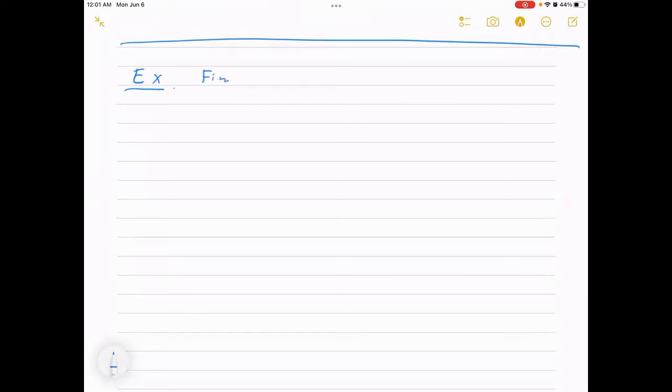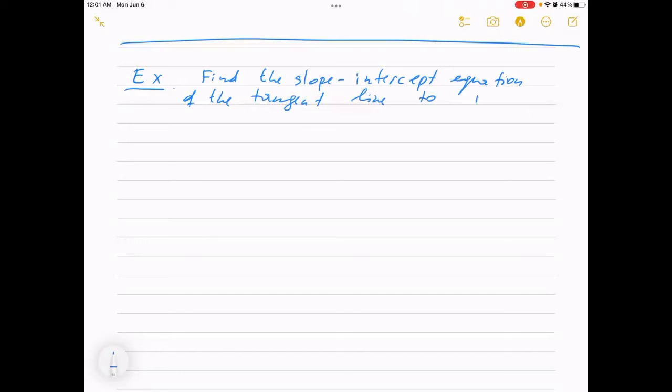Find the slope, intercept, and equation of the tangent line to a polar curve, which is the log spiral r equals e to the theta, at the point where theta equals pi over 2.